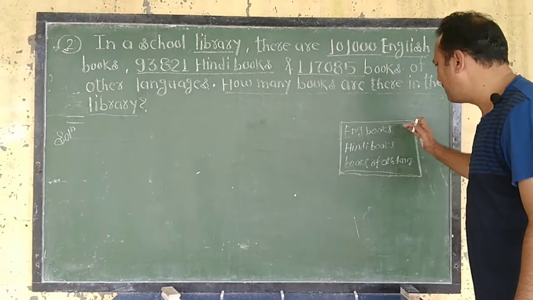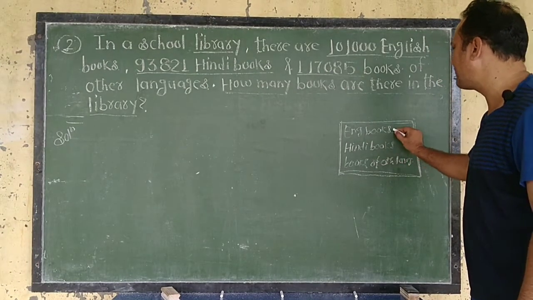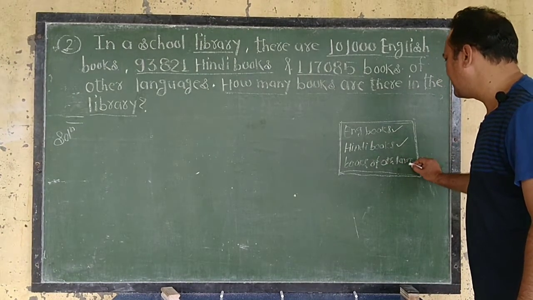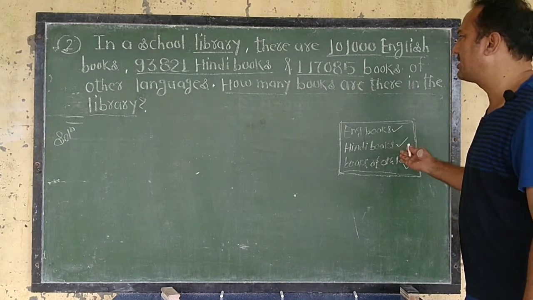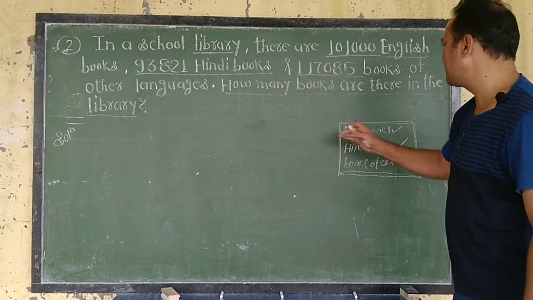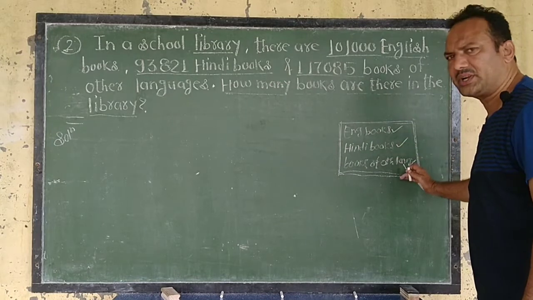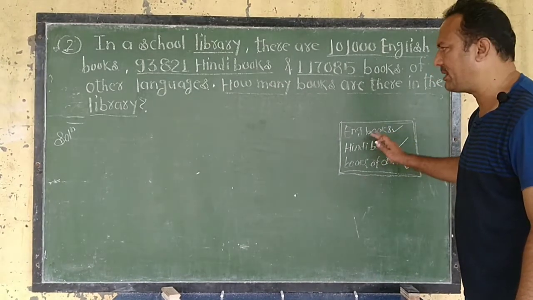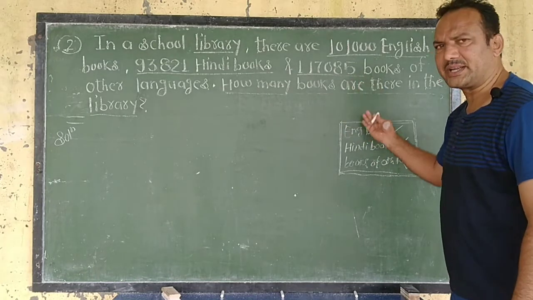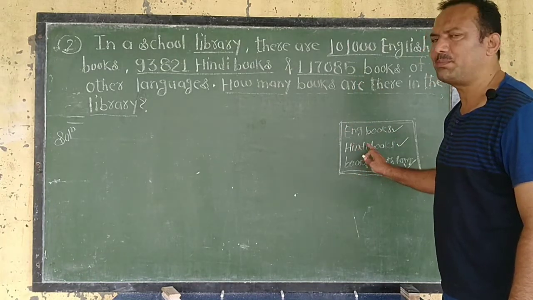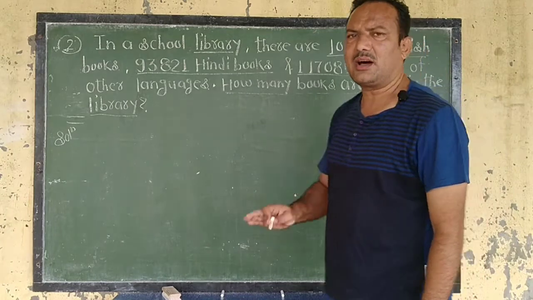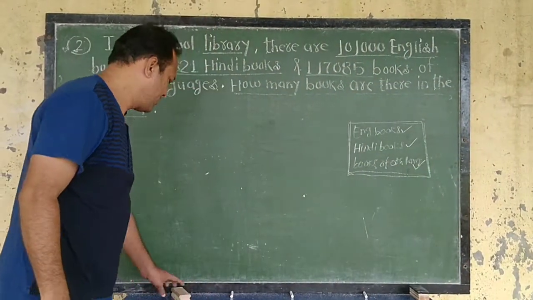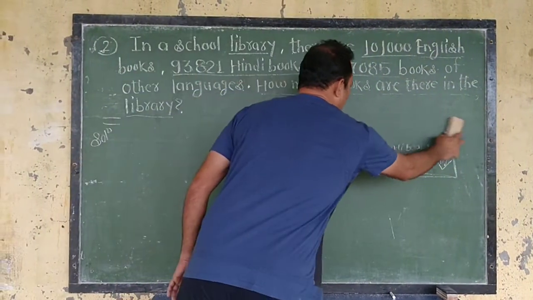Means here the number of books is increasing separately: English, Hindi and books of other languages. Here different numbers are given. Means all these numbers are increasing, because all these books are in the library. That's why the number of books is increasing. Then we have to apply the addition or plus sign. Then how to solve? Look here.